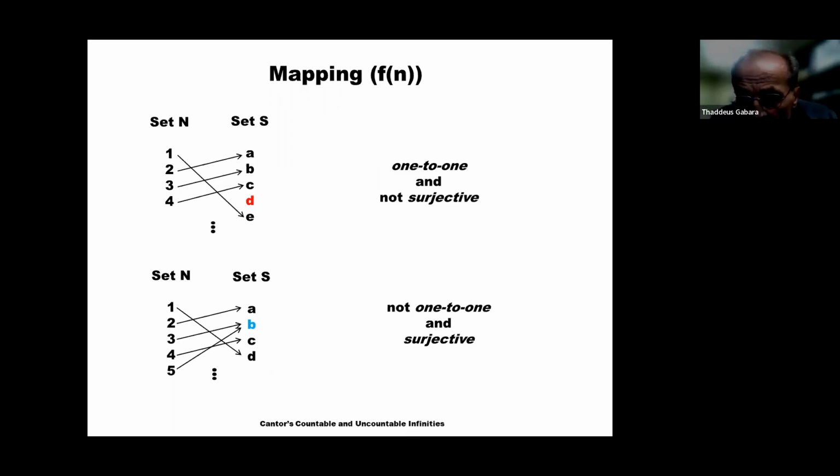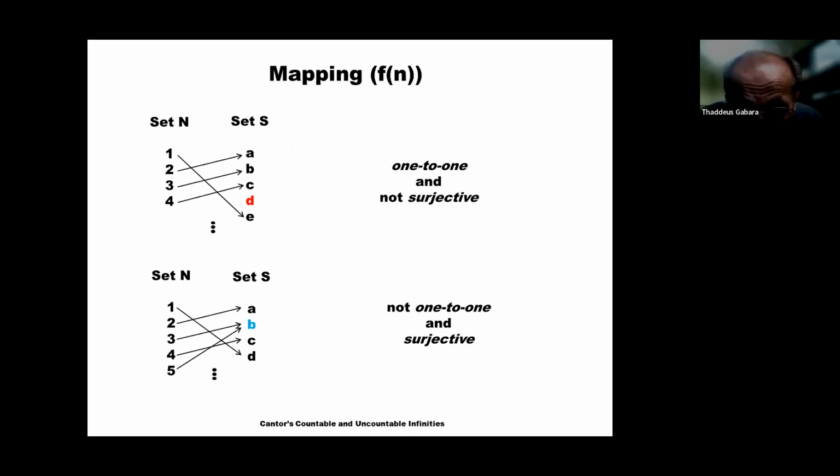set S. So if we look at the top left, 1 goes to E, 2 goes to A, but I missed D. And so I do have the property one-to-one, because only one item from the left goes to one item on the right. But I don't have it surjective. Surjective means I covered everything. Well, D has not been covered. So this figure basically has the properties one-to-one, and it's not surjective.